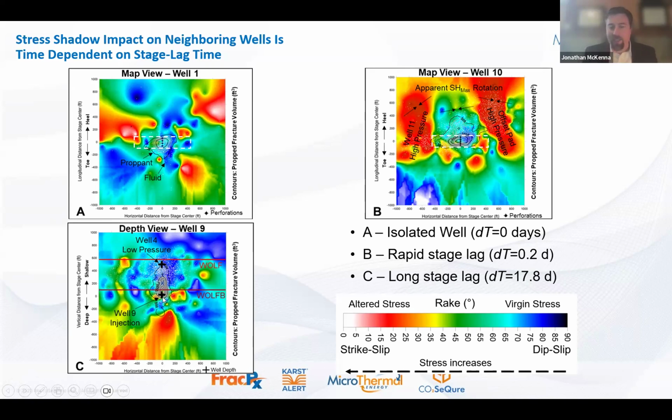And so in this way, I can try to get an idea of how long it takes for that stress shadow to go away and no longer be there anymore. And so it suggests that in this case, you really need to treat the shallow well and then get around to the deeper well quicker than at least this 18 days, typically less than about 10 days in this system, so that that stress boundary has not gone away.